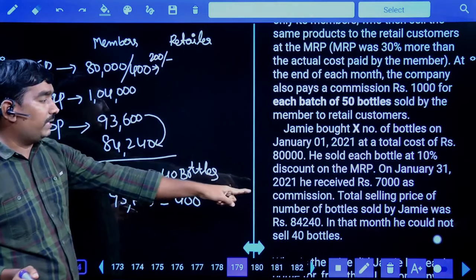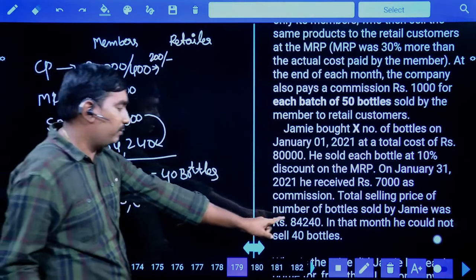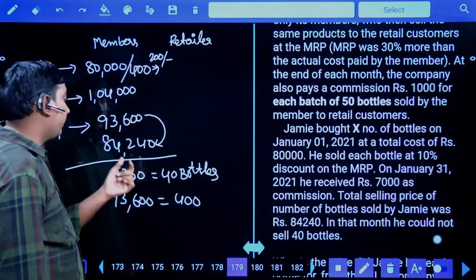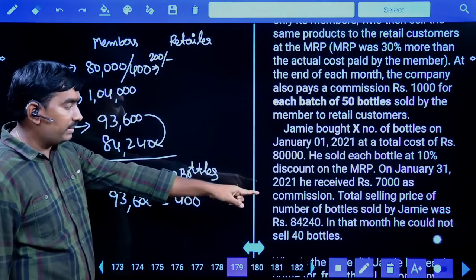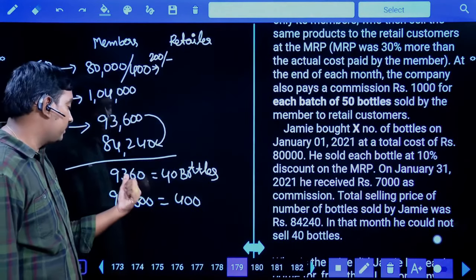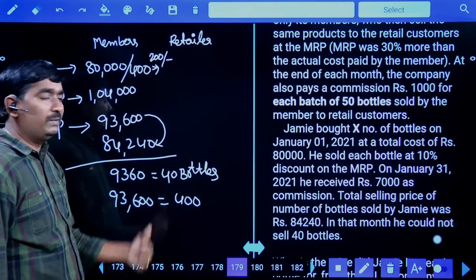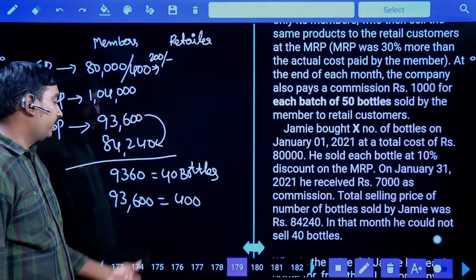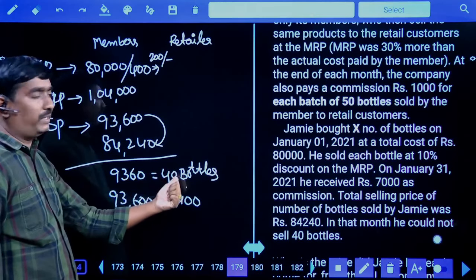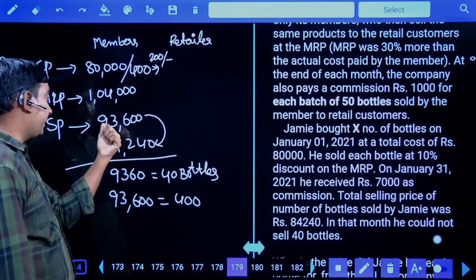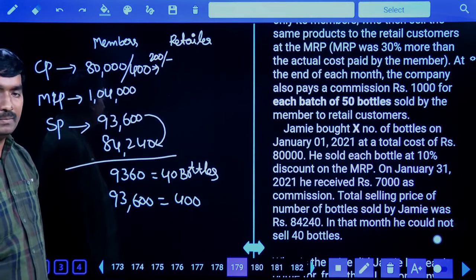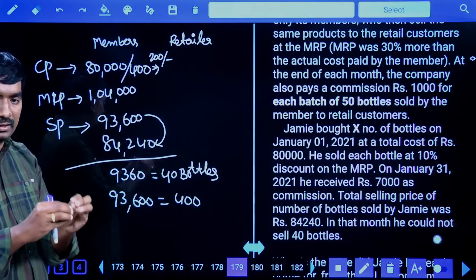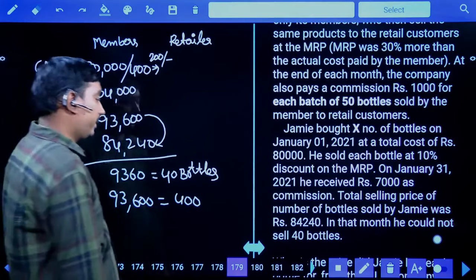But he sold only some bottles. That's why he received 84,240. It means he received 9,360 less because he didn't sell 40 bottles. So this 9,360 is the selling price of 40 bottles. If 9,360 is the selling price of 40 bottles, then 93,600 is the selling price of 400 bottles. Means a total of 400 bottles are there. Look at the questions.